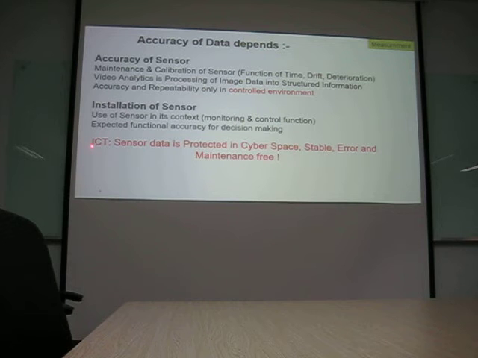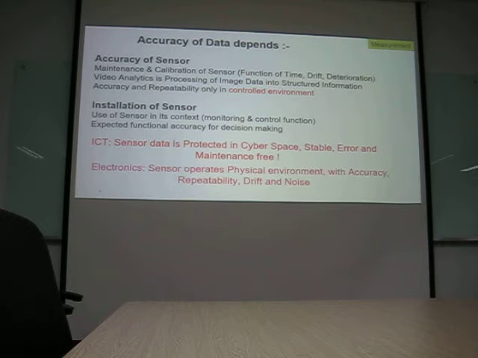When you come from an infocom environment, you are more the ICT guy. The data is protected in cyberspace, is very stable. When you take the data, it's actually normally from SQL. Then you trust the number. In reality, it's not. In the electronics, the sensor operates in physical world with a lot of these sort of challenges. The guy who takes the software from SQL always trusts the number. The engineer who takes the data doesn't trust the number.